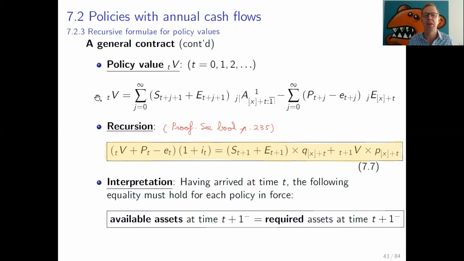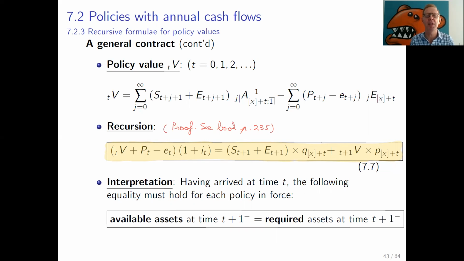Then we can derive a recursion between Vt and Vt+1. The proof is given in the book, see the book, page 235. And we find this recursion 7.7, which again has the same interpretation as always.